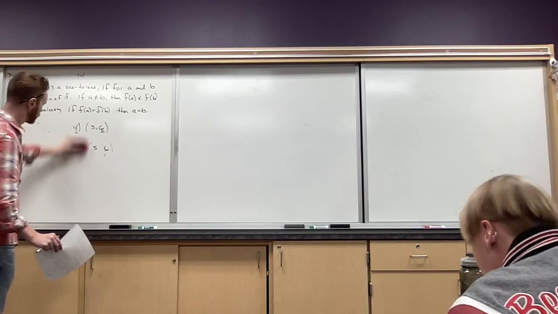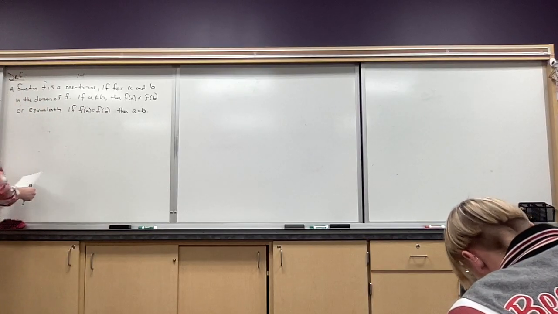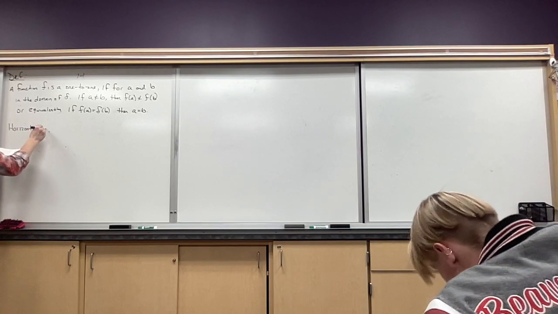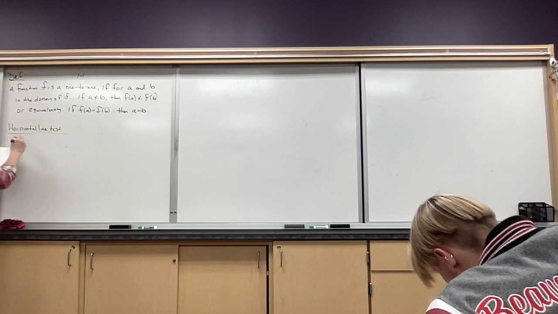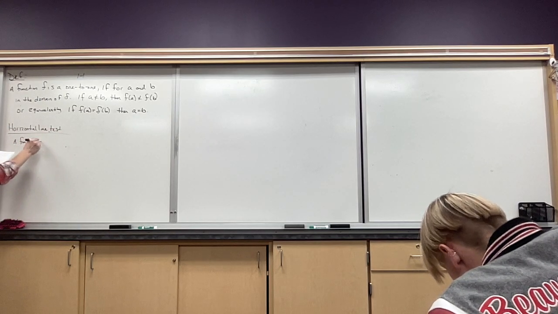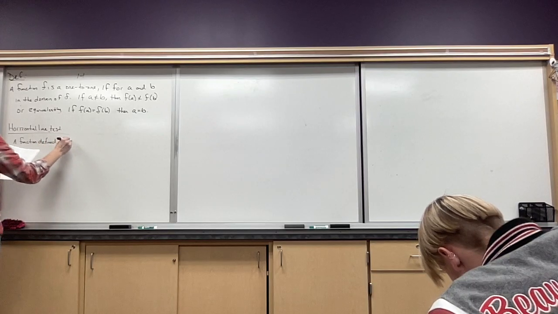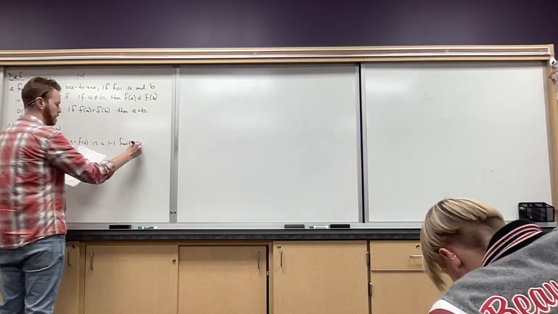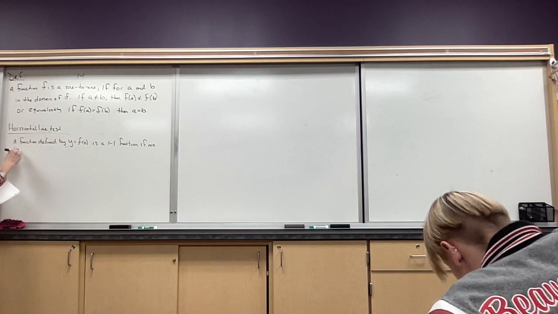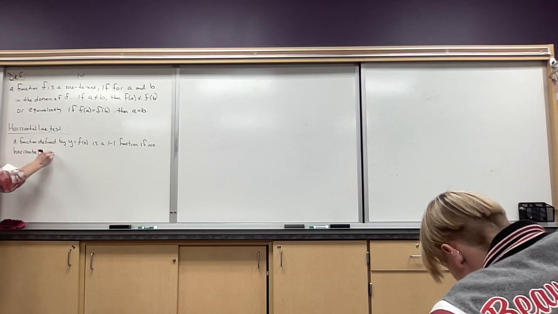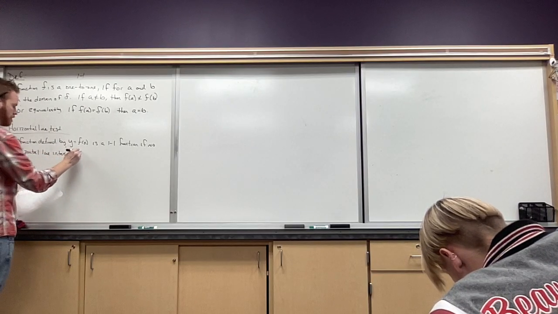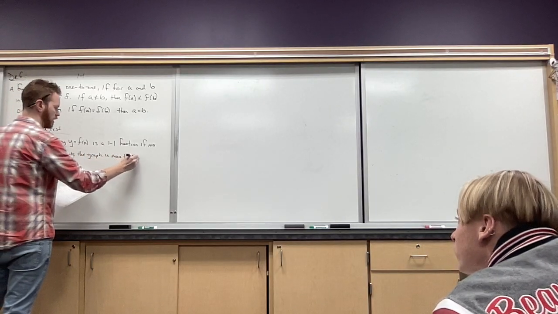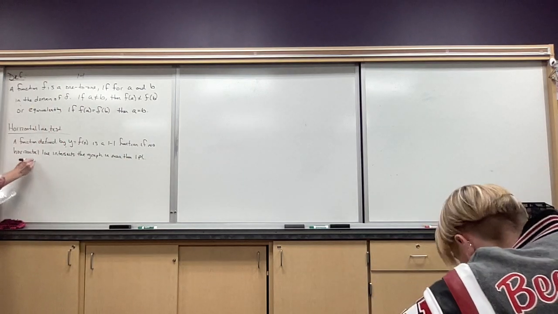So let's talk about that test. We call it the horizontal line test. A function defined by y equals f of x is a one-to-one function if no horizontal line intersects the graph in more than one point. And I'm going to give you an example right underneath it.